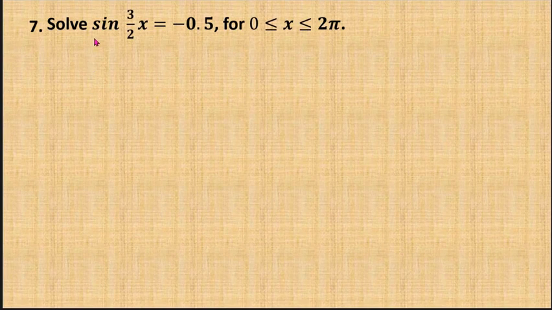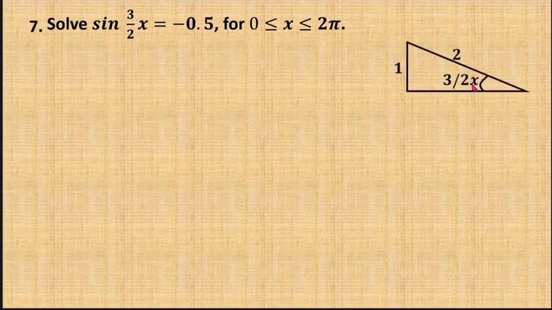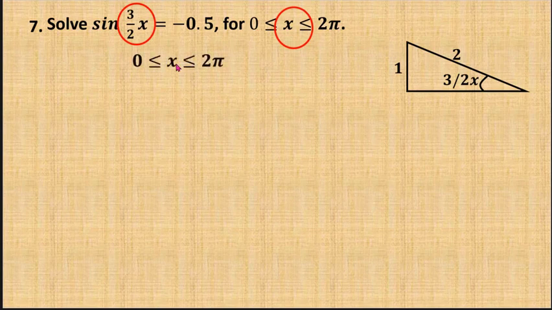Next example, solve the equation sine 3 over 2 x equals negative 0.5 where x is in between 0 to 2 pi. For this equation, the angle is 3 over 2 x. But the range given in the question is the range of x. They are not the same. So, I must determine the range of angle 3 over 2 x according to the range given in the question. Given that x is from 0 to 2 pi.